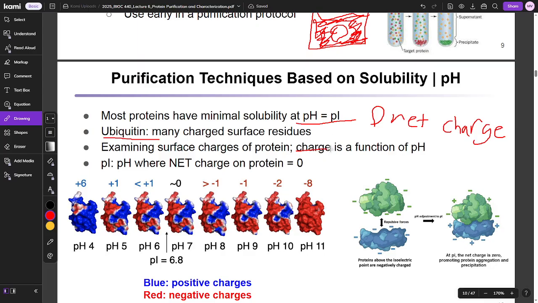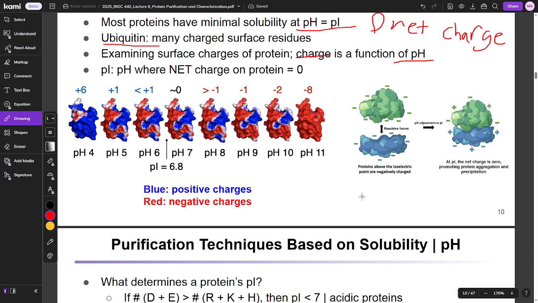But yeah, charge is a function of pH. This is the idea of pKa's and pH. pH is a variable thing. It can be changed. Like pH can be 1, 2, 3, 4, 5, 6, 7, 8, 9, 10, whatever. The pKa, on the other hand, is a constant for any given amino acid.